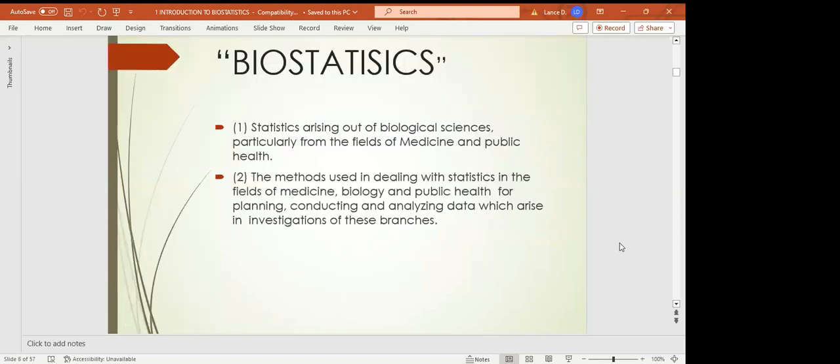Now, as we said before, statistics that deals with biological things or the biological sciences, in essence, is biostatistics. Statistics arising out of biological sciences. The methods used to deal with statistics in the field of medicine, biology, or public health for planning, conducting, and analyzing data which arise in investigation of these branches. So in essence, bio meaning life relates to biology, public health, and general medicine. And then statistics, which is a collection, tabulation of information and data so that people can actually understand it. Is this making sense so far? Yep, I understand.